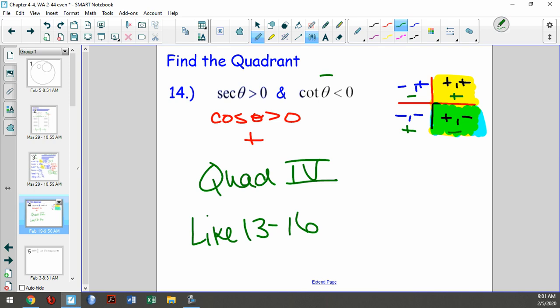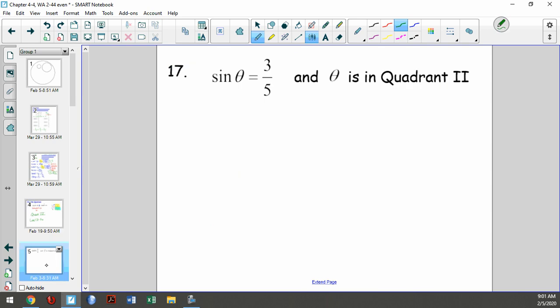Okay, the next set of instructions for problems 17 through 24 say find the values of the 6 trigonometric functions of theta. It gives you some information. It tells you that the sine of theta is 3 over 5 and that theta is in quadrant 2.